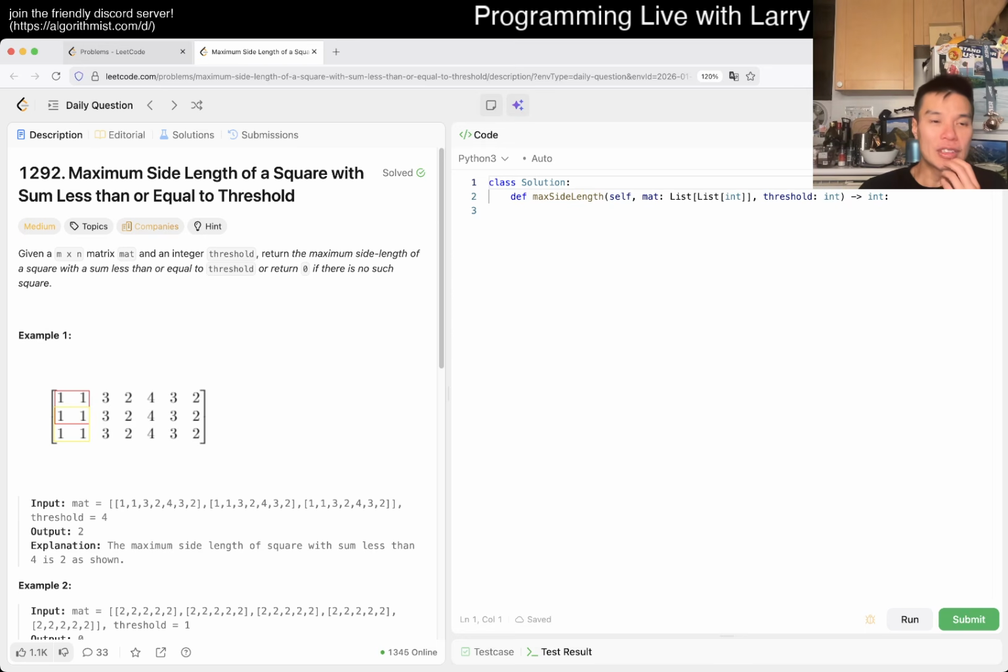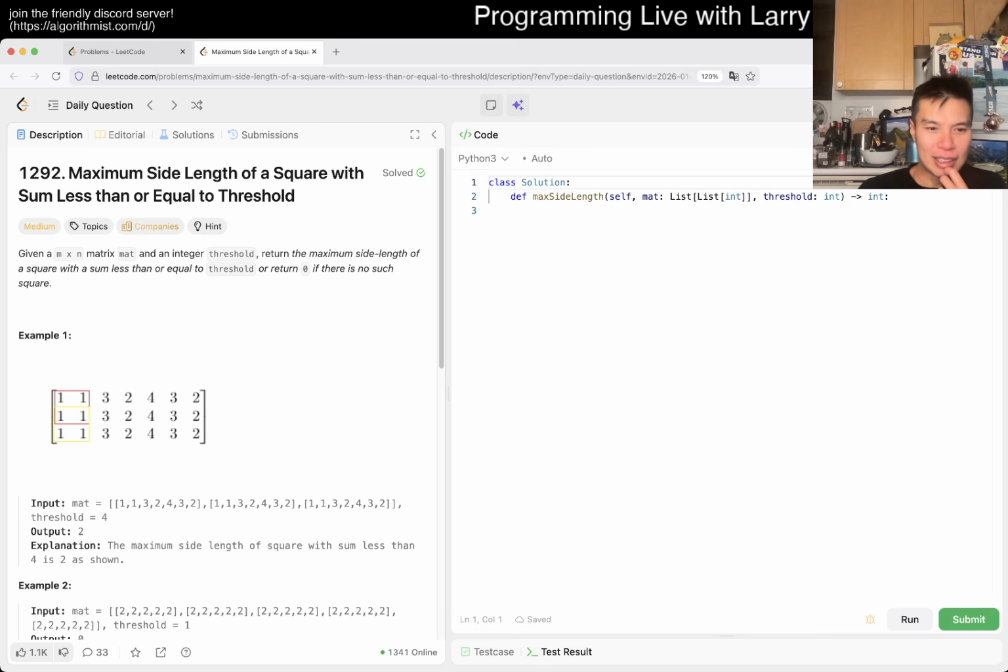But anyway, today let's take a look. We have 1292, maximum side length of a square with sum less than or equal to threshold, which is of course what I'm going to name my first kid. These titles are ridiculous, but okay. Anyway, you're given a matrix and a threshold, return the maximum side length of a square with a sum less than or equal to the threshold, or you return 0.